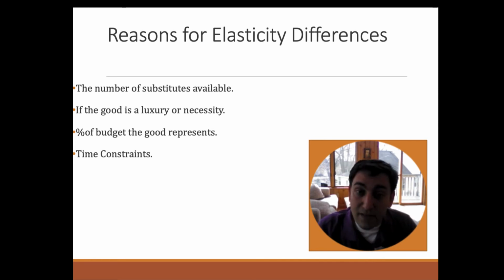If you need something and you need it immediately, you're going to be more inelastic. If I have more time, if I knew I had a week to buy a part, I could order it online. I have lots of other choices. Depending on your time constraints, the less time you have, the more inelastic you are. Over time, things become more elastic.